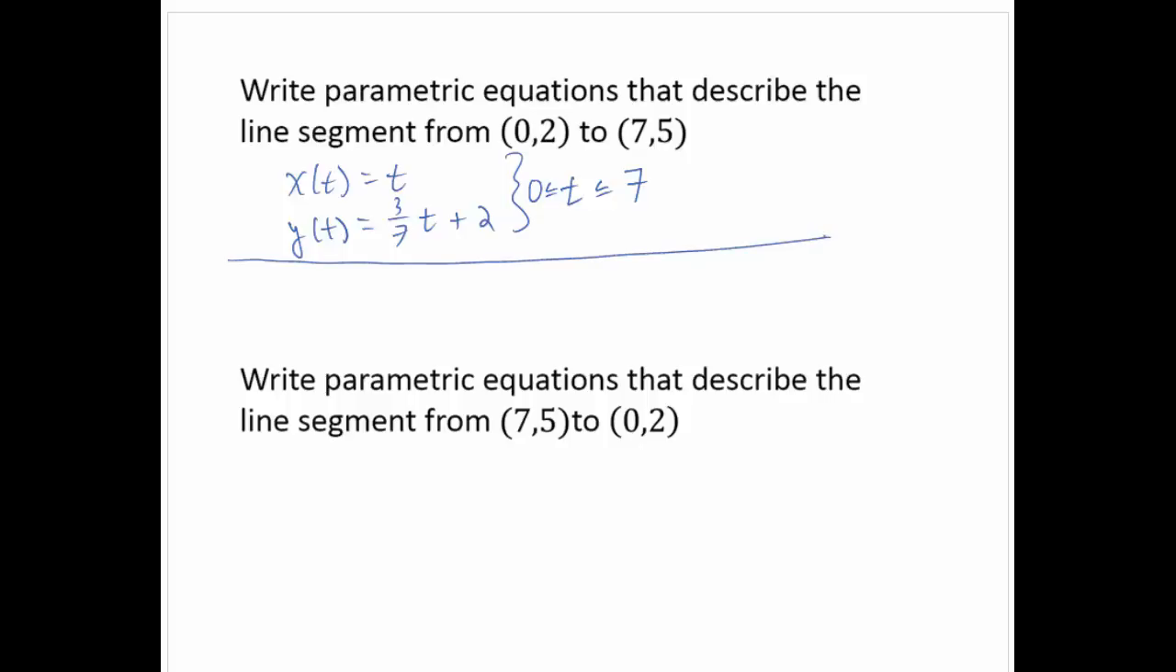And notice that if t is 0, we get the first point, right? If t is 0, we would get 0, 2, and if t is 7, we would get 7, and 3/7 of 7 is 3, plus 2 is 5. So we can easily verify that.